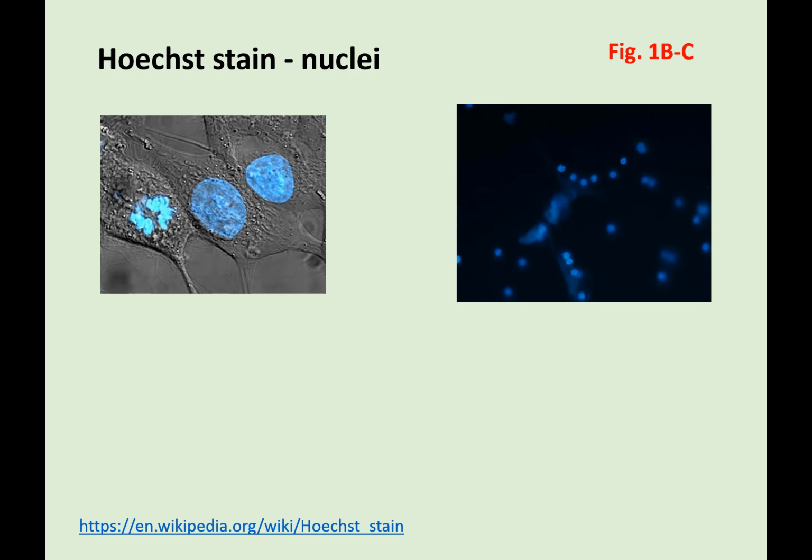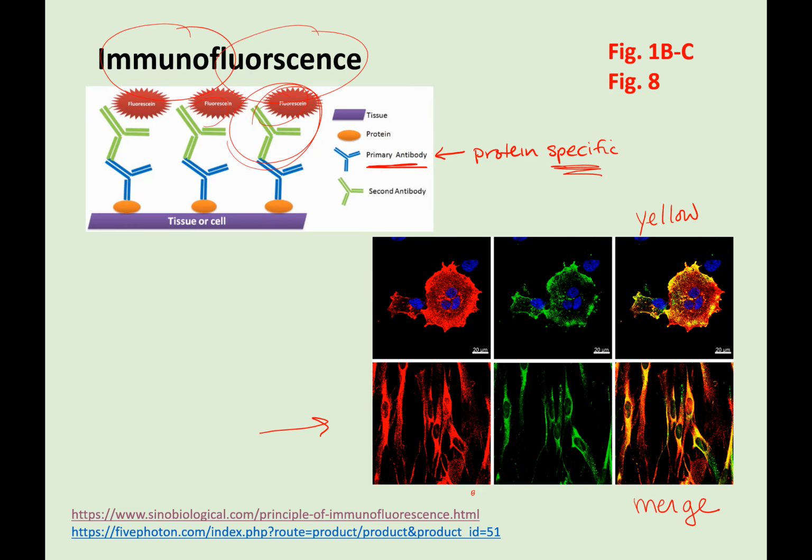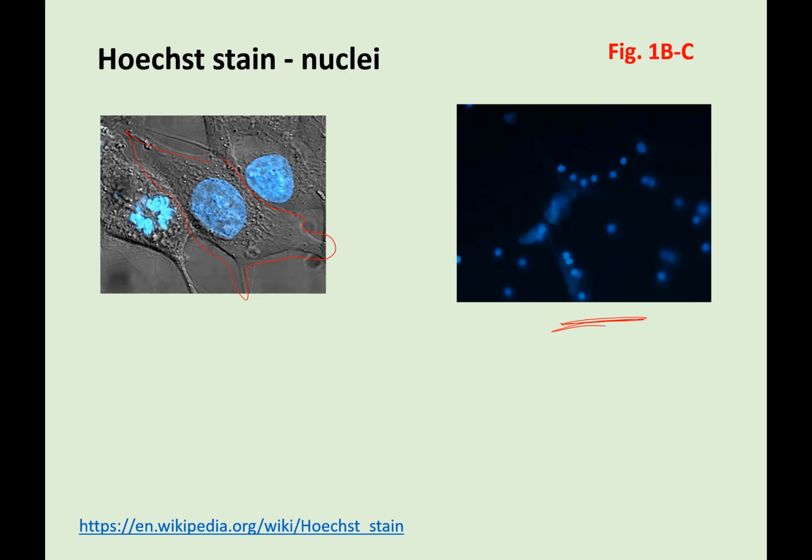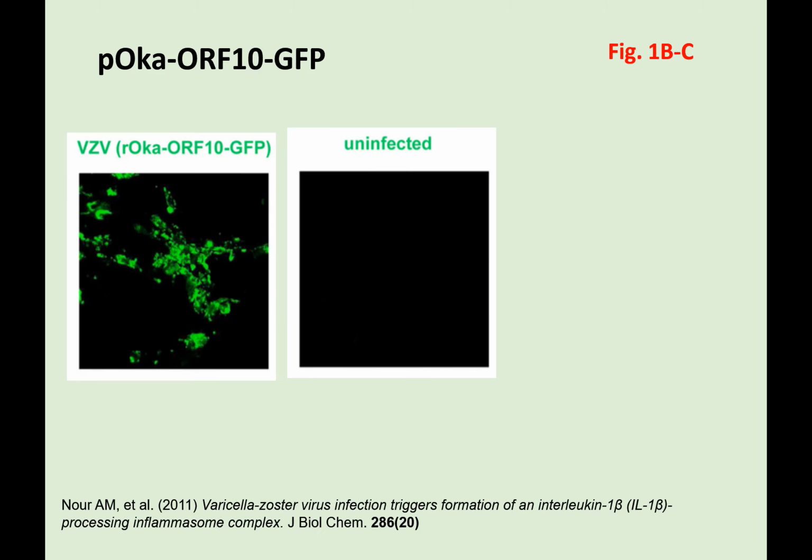The other kind of staining is Hoechst staining, which stains the nuclei. So here it's seen nicely. You can see the whole cell and the blue nuclei. But normally what we see in fluorescence is just the blue. And you can see that also in these images. So you can see the blue staining the nuclei of the cells.